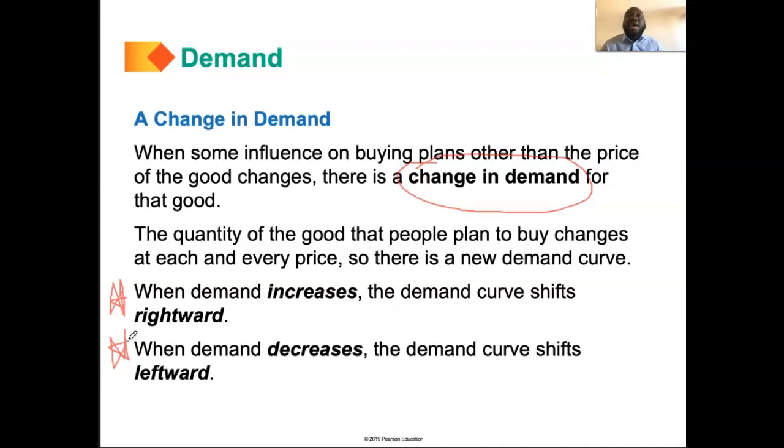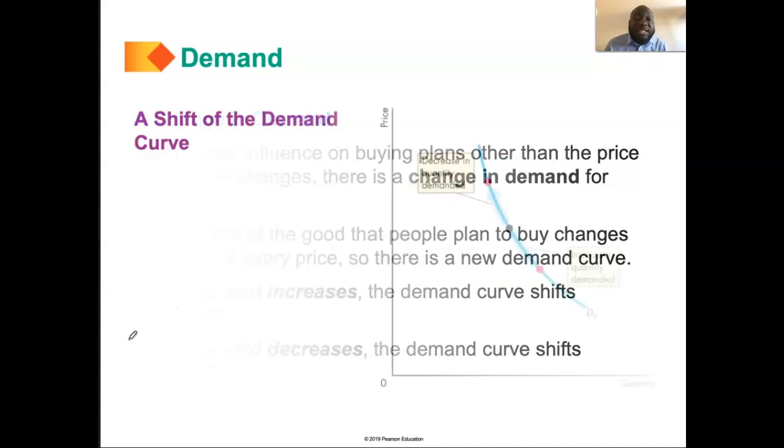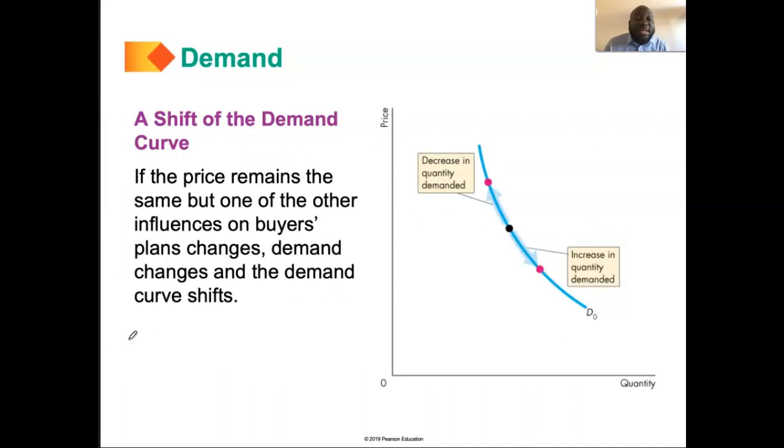Because at the same price, less is demanded, right? So the demand curve will shift to the left, okay? So how does it look like, right? We said a movement along the demand curve is basically a change in quantity demanded, right? But an external factor other than the price will actually cause demand to increase, and that is a shift of the demand curve from D0 to D1, okay?